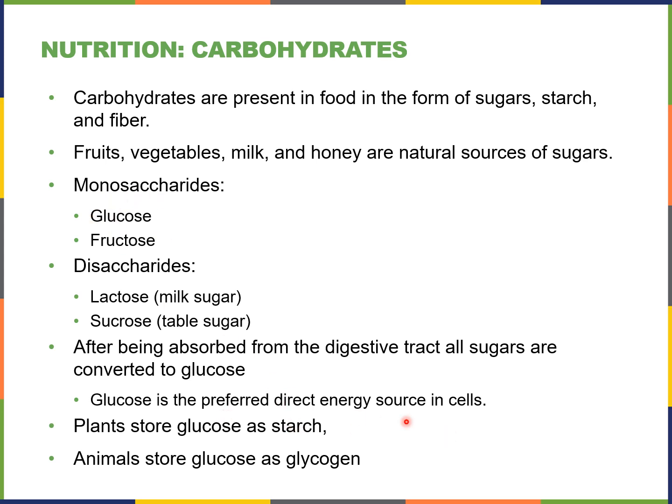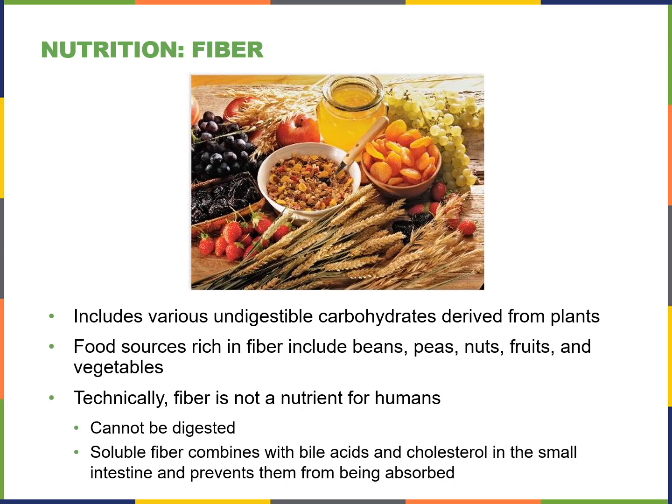That's our preferred direct energy source in cells, so that we can take glucose and oxygen and go through our respiration cycle in order to make something called ATP, which again is giving our body the energy currency that it needs. Plants store glucose as starch. Animals store it as glycogen. So that's how it's stored within your body if it is being essentially saved for a rainy day.